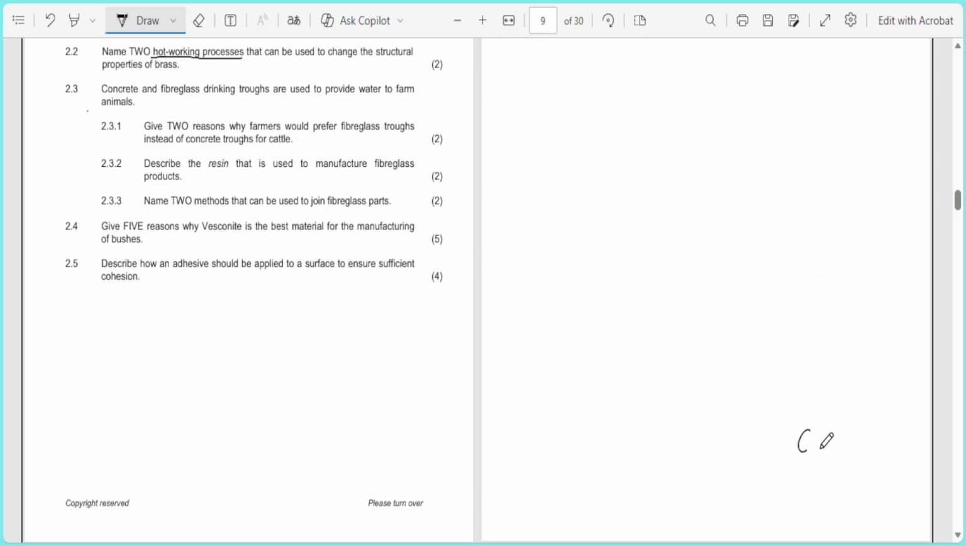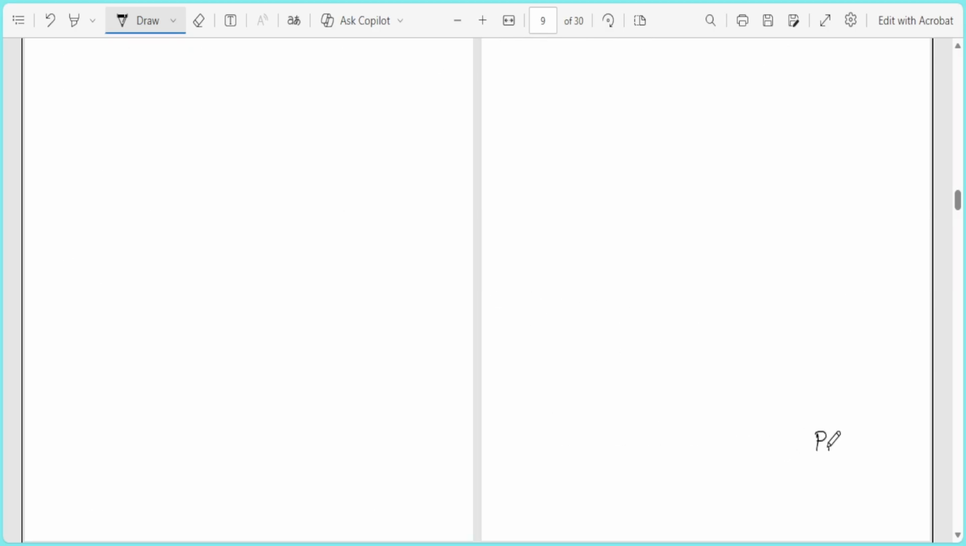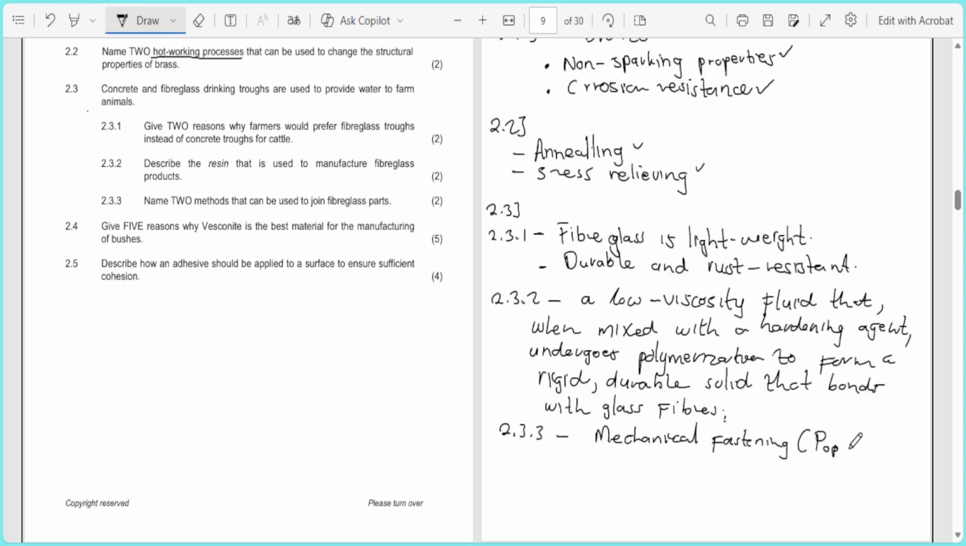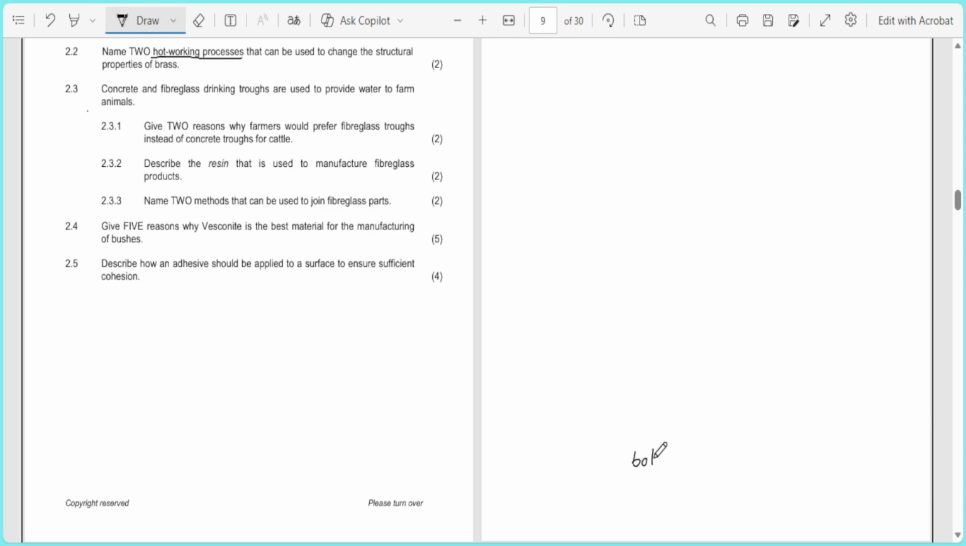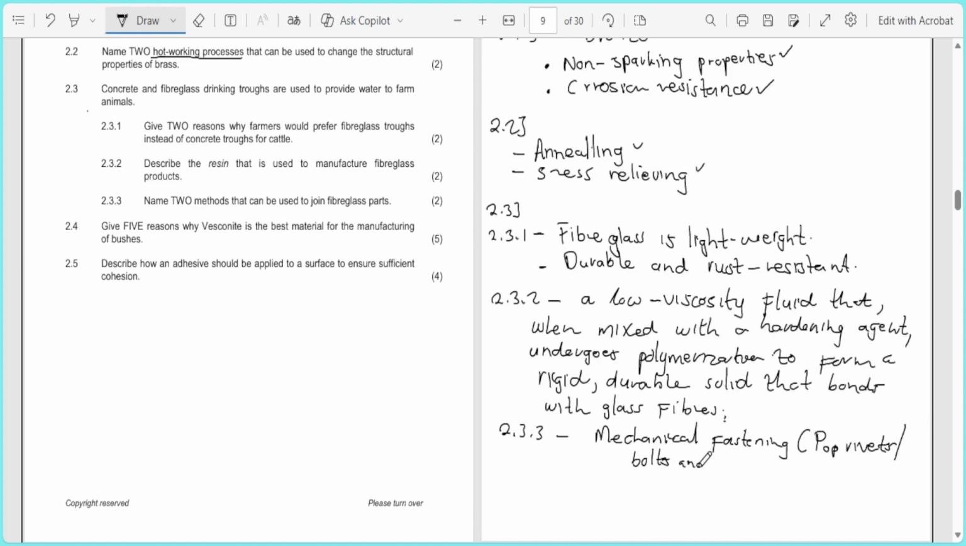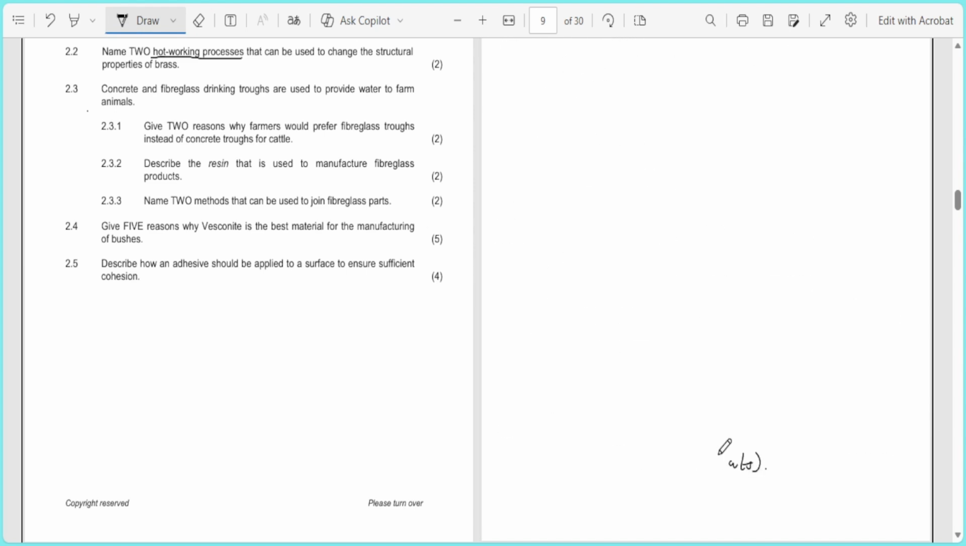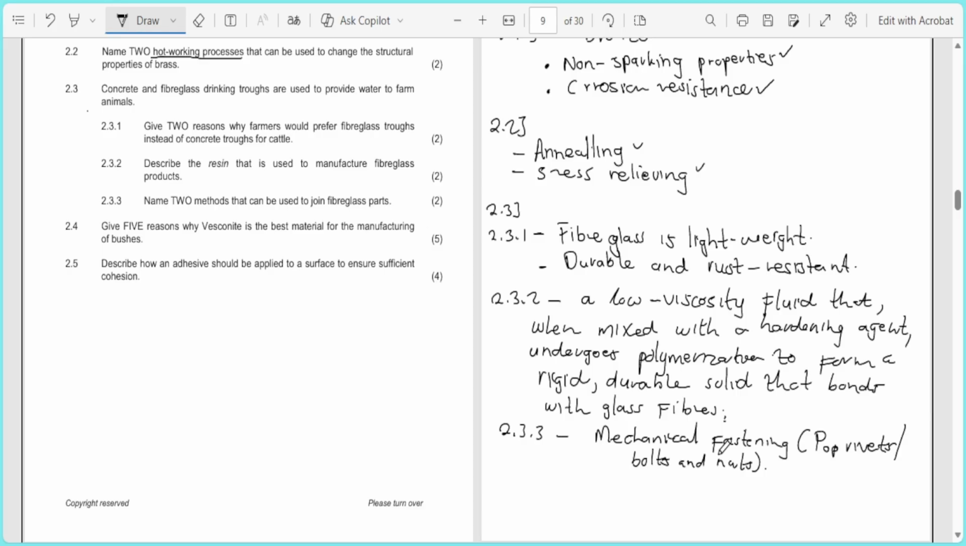Mechanical fastening. That involves things like pop rivets. Another option would be bolts and nuts. Such fastening processes provide strong and reversible joints that can often be used with sealant to prevent water ingress. So this is one option, a mechanical fastening process.